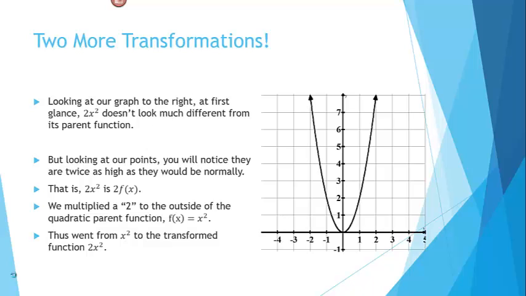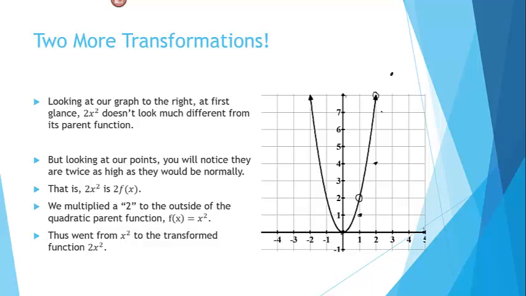you're probably saying that it doesn't look much different from the parent function. But looking at our points, our parent function points would have been at 0, 0, 1, 1, 2, 4, and 3, 9. But the points of this graph are at 1, 2, and 2, 8, and our third one would have been at 3, 18. Okay, so what does that tell us?